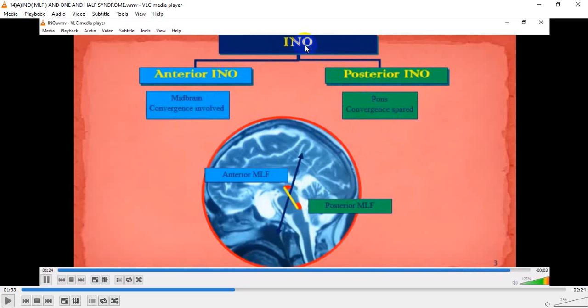So if you get an INO with convergence present, then it is a lesion in... means in a posterior INO, convergence will be spared. And if convergence is involved, then it is more in favor of an anterior INO, means in the upper part of the midbrain, because convergence is because of what we call the convergence center, which is present in the midbrain.